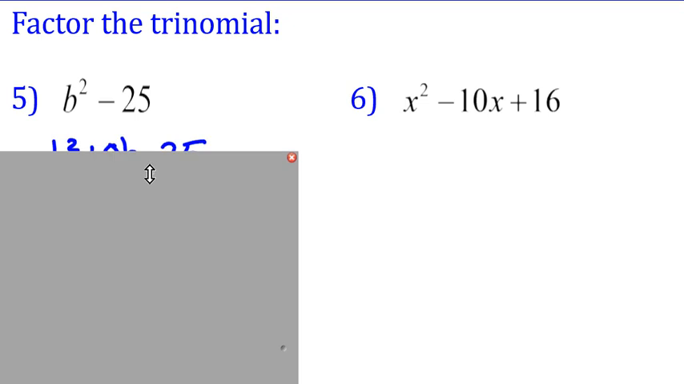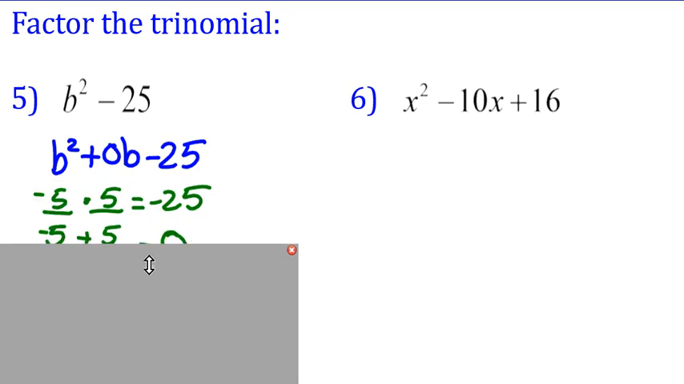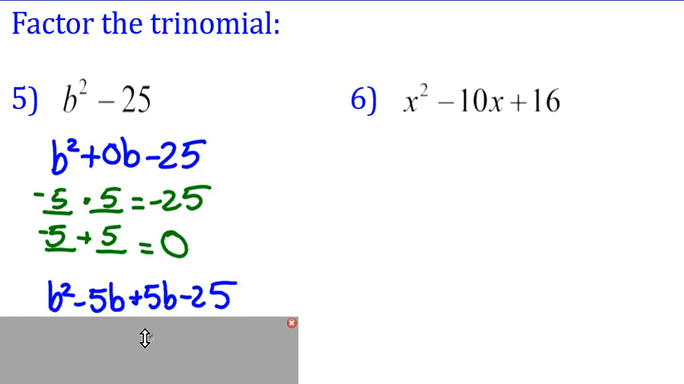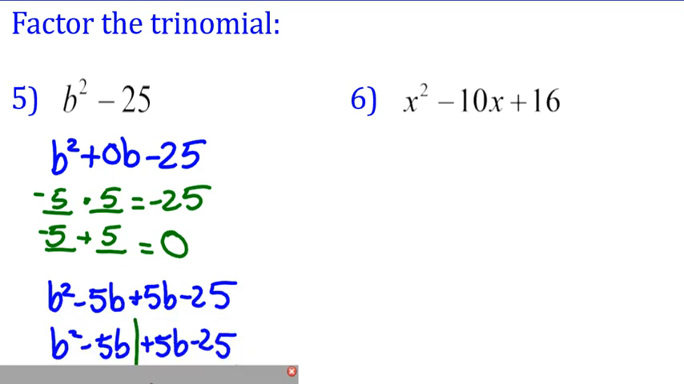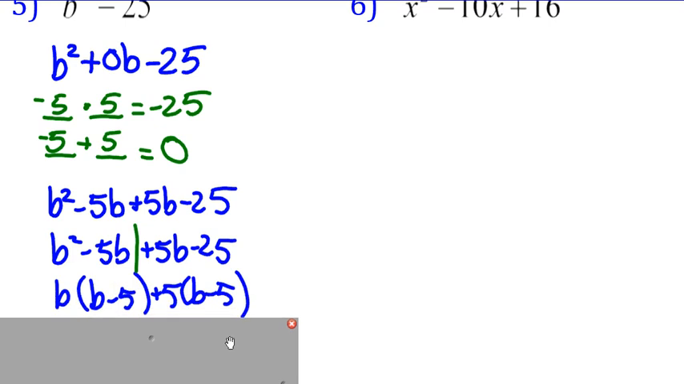But we're going to think about what times what gives us negative 25 and what plus what gives us 0. So we need the same amount, 1 positive and 1 negative, and we know 5 and negative 5 would make that happen. We can write it with our four terms, look at it in pairs, and divide out what they have in common. The first pair we could divide out a b. The second pair we could divide out a 5.